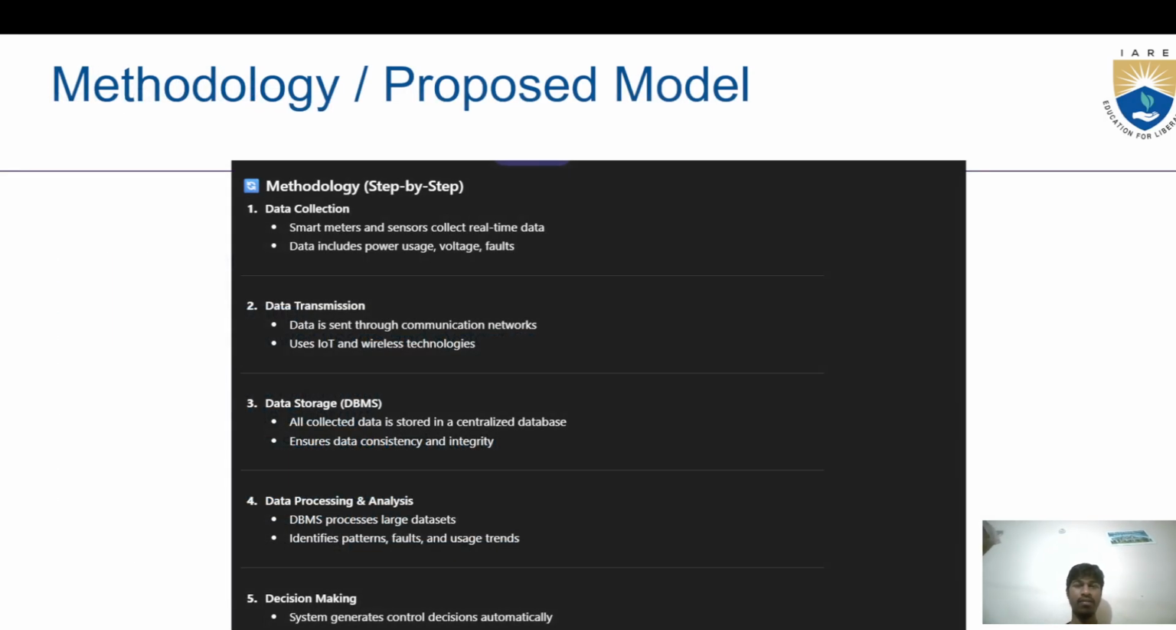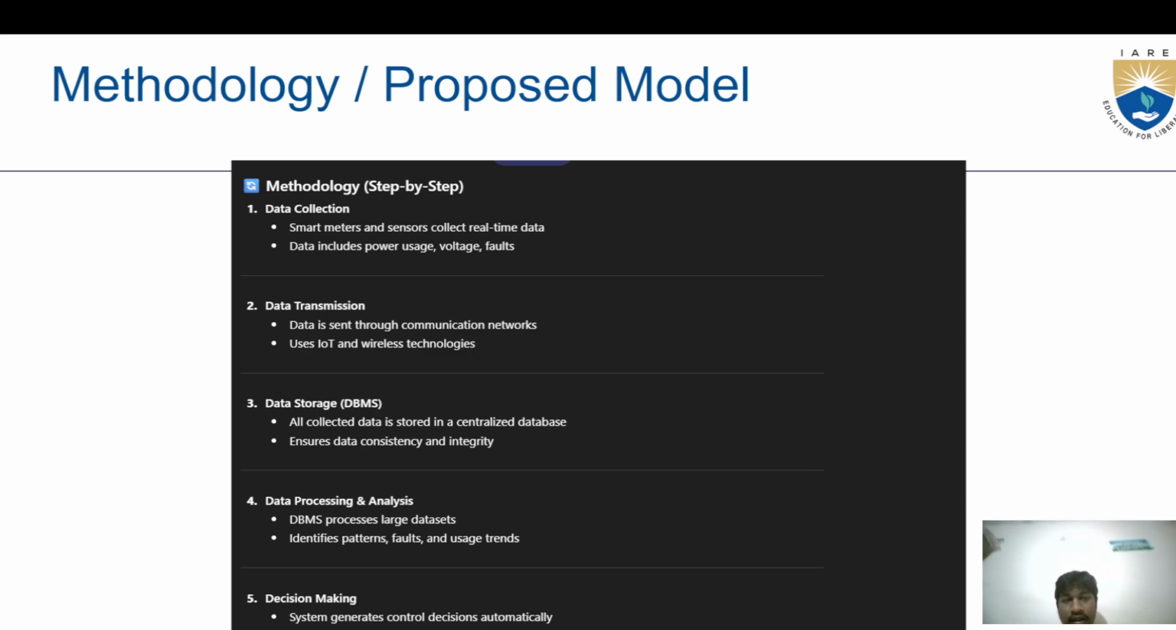Methodology and process models. Let's look at the methodology of this power grid step by step. First, we collect the data and transmit it, and then we store the data. We process the data stored in the database system and analyze it. Through analysis we make decisions, which help in making system generation and control decisions.